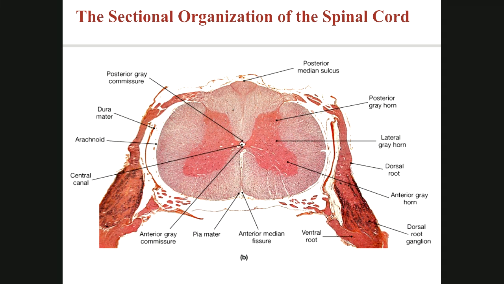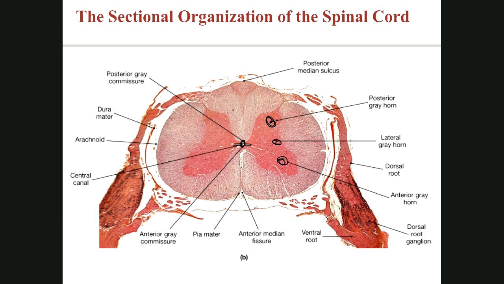This is the histology of our spinal cord. In the histology of our spinal cord, you have different structures. This part is called posterior horn or dorsal horn. This part is called anterior or ventral horn, and this part is called lateral horn. Here you can see the gray commissure, and in the center of the gray commissure you can see the central canal.